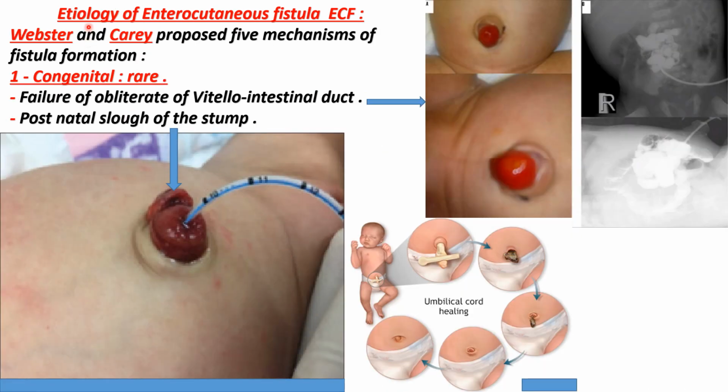Now I will talk about the etiology of enterocutaneous fistula. Webster and Carey proposed 5 mechanisms of fistula formation. The first mechanism of fistula formation is congenital. This is rare. Failure of obliteration of the vitello-intestinal duct. Postnatal slough of the stump.